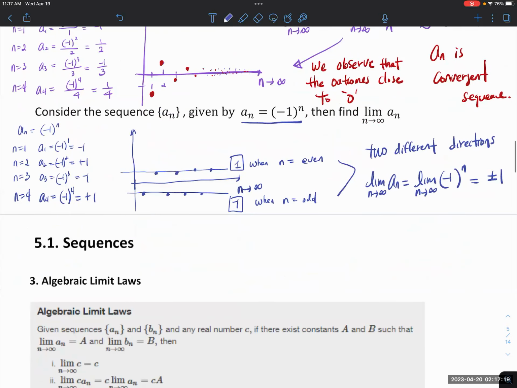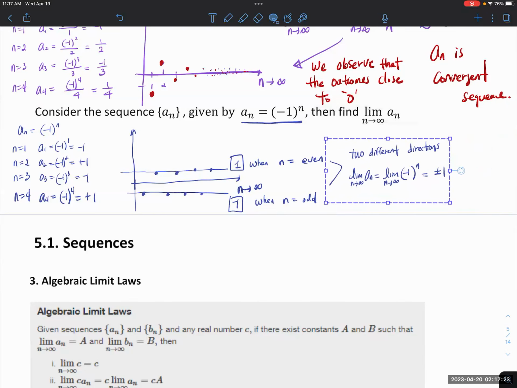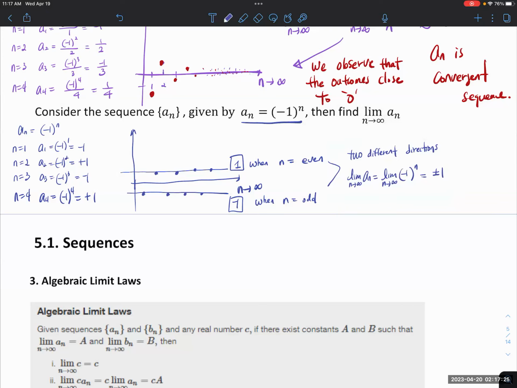Okay, so many people are confused and say, hey Professor Ben, they're going to 1 and -1 anyway. No, a limit must be one answer. You have to head into only one number. This is two different directions, so there is no limit. Therefore, it is going to be divergent. This is a divergent example. This sequence a_n is divergent because you have two different directions. There is no limit.